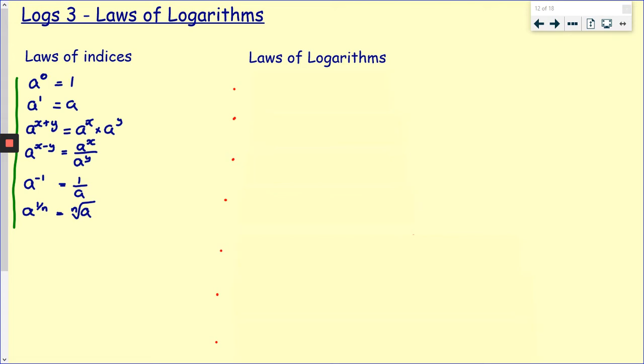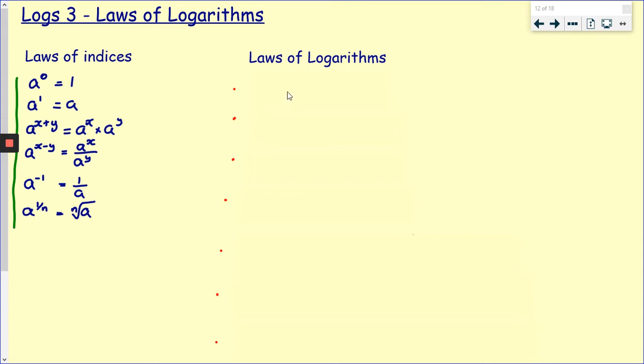The proofs are within the Khan Academy videos and in the textbooks. Make sure you have a go at trying to understand those and trying to do them for yourselves. In fact, some of the questions in the textbook are "prove this logarithm", and it gives you an idea of how to do that.